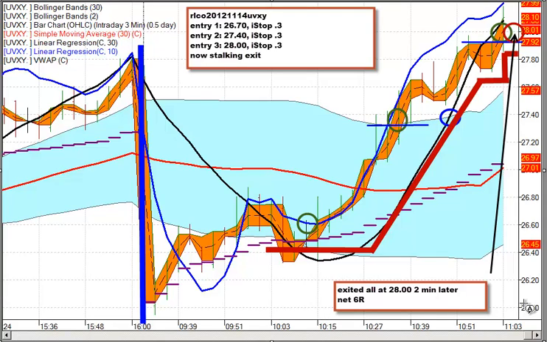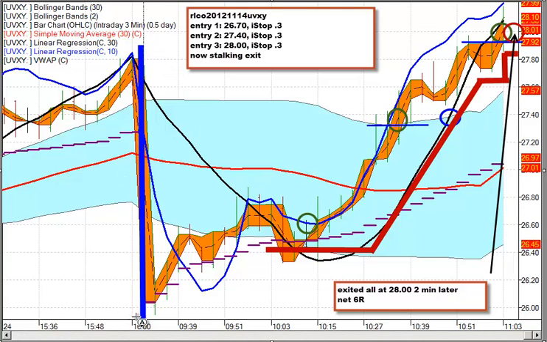Good morning, this is Ken Long from Tortoise Capital Management with a review of the trade of the day for November 14th, 2012. We're looking at a regression line crossover in symbol UVXY using our standard current markup.